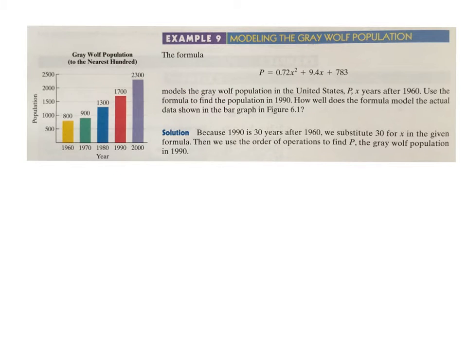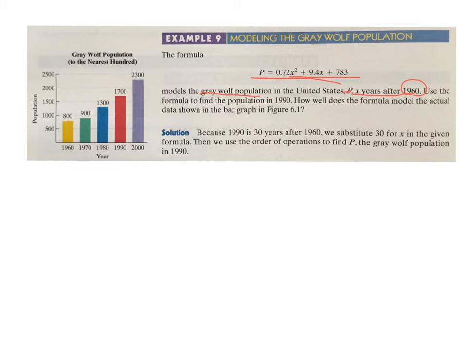All right, our final example, example 9, we're modeling. We have a word problem here using formulas and evaluating. It says the formula P equals 0.72x squared plus 9.4x plus 783 models the gray wolf population in the United States P. So this P stands for the population of the wolves X years after 1960. So that X represents the number of years after 1960.